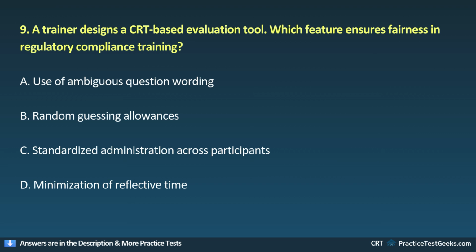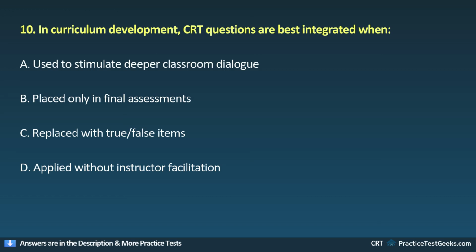9. A trainer designs a CRT-based evaluation tool. Which feature ensures fairness in regulatory compliance training? A. Use of ambiguous question wording. B. Random guessing allowances. C. Standardized administration across participants. D. Minimization of reflective time.